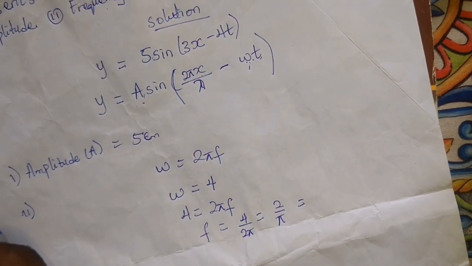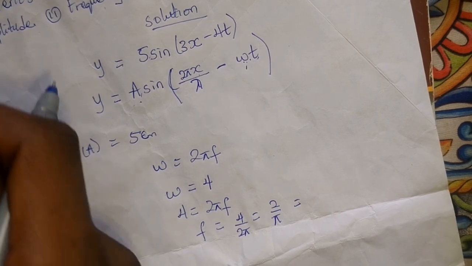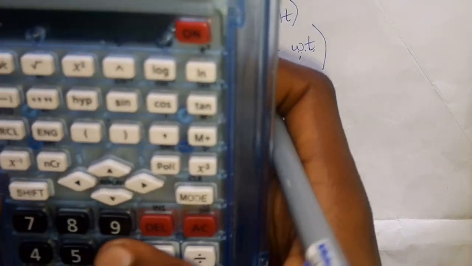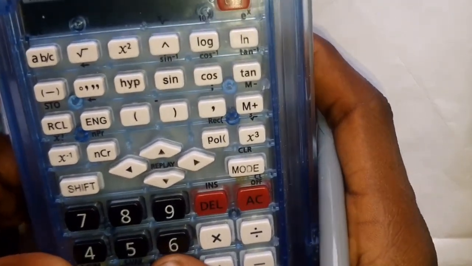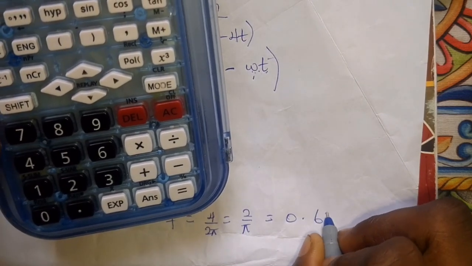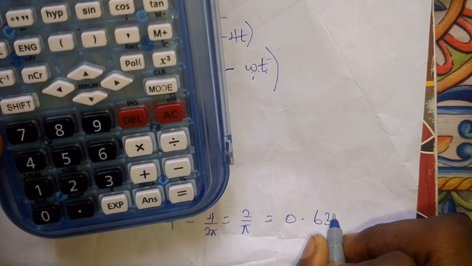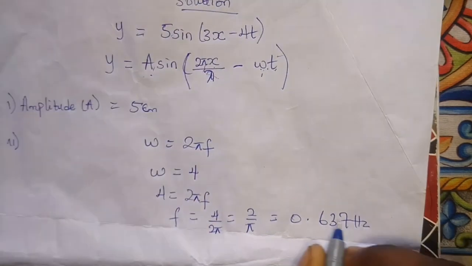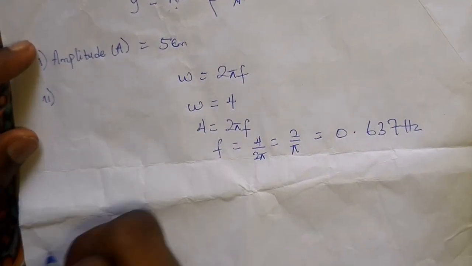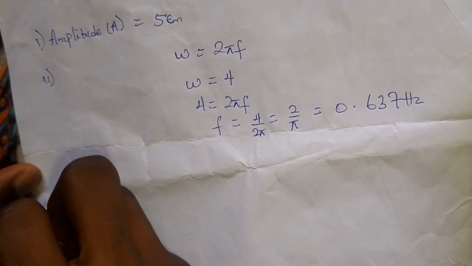F is equal to, let me get my calculator. So 2 divided by pi, which is 3.14, giving us 0.637 hertz. So I found the frequency f. Now we have to find the third one, which is the period.